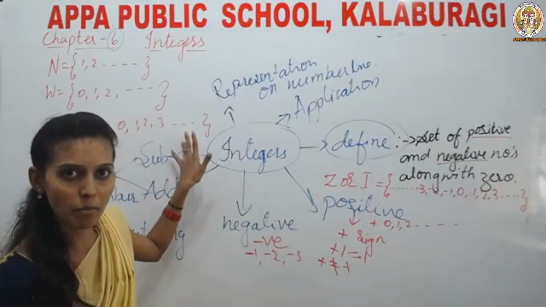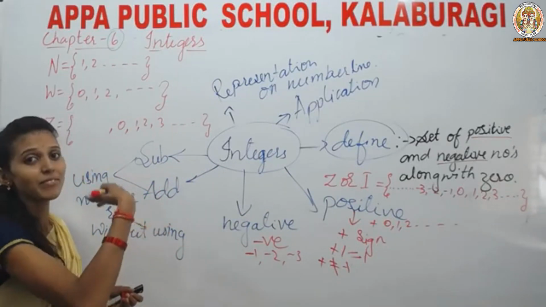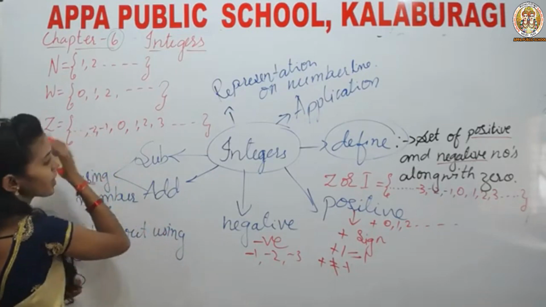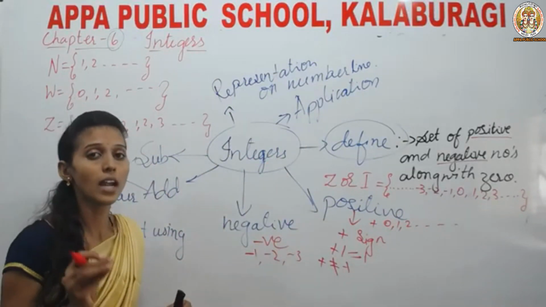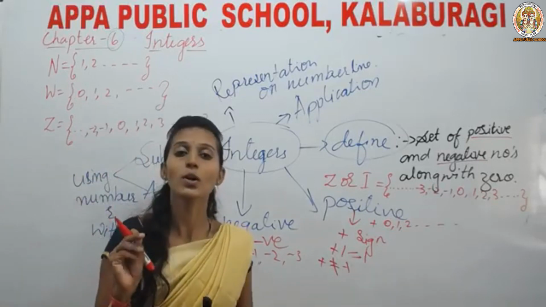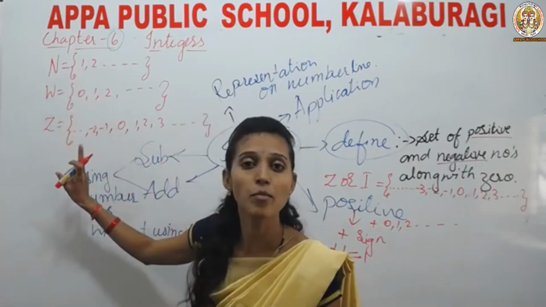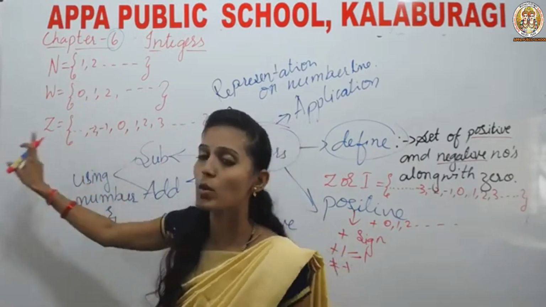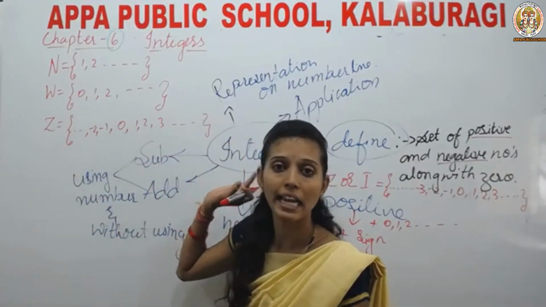So positive numbers will be on the right side of 0. Negative will be on the left side of 0. See, -1, -2, -3, and so on. There is no end on both sides. Whole numbers had a starting point, that is 0. Natural numbers also had a starting point, that was 1. But when it comes to integers, there is no starting and no ending. Negatives are endless, and positives are also endless.